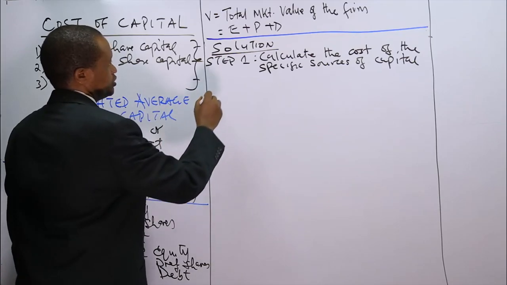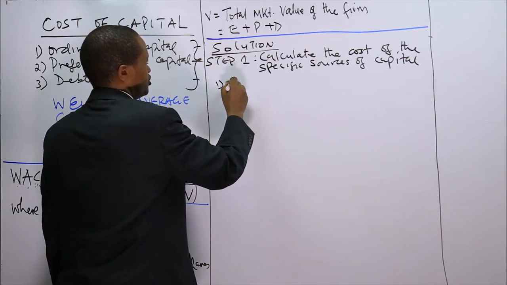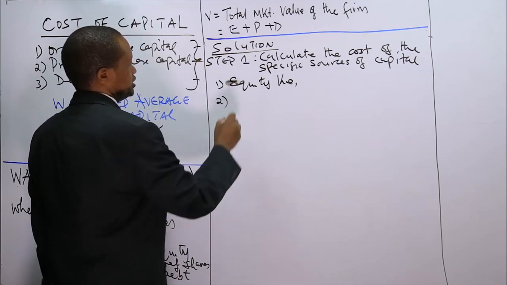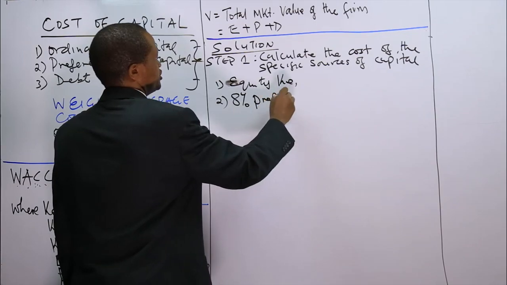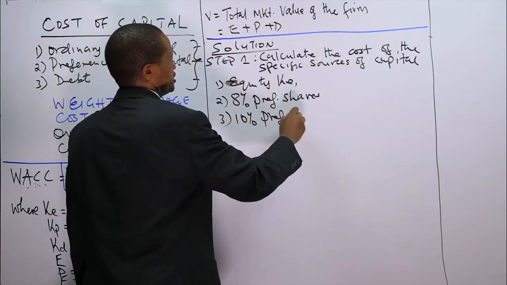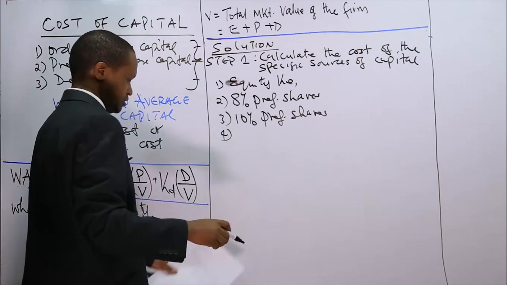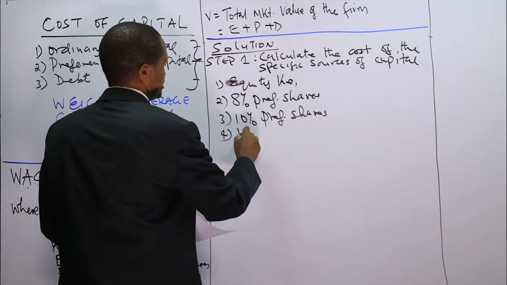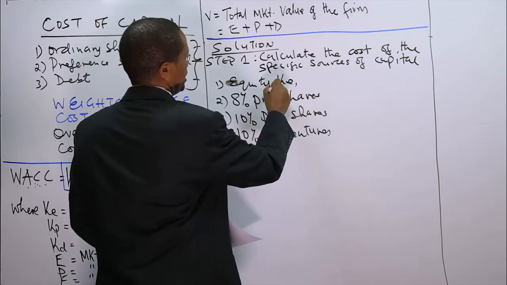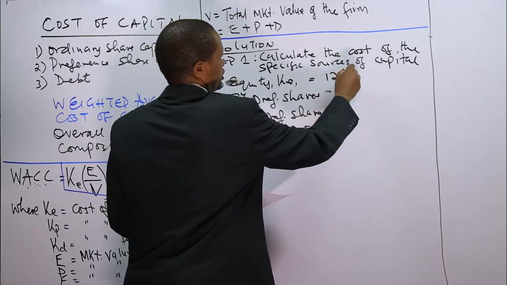Remember, in this question, we have one source being the ordinary share capital, or let's just call it equity, KE. The second source is the 8% preference shares. The third one was the 10% preference shares. And lastly, the 10% debentures. In our illustration, KE we had determined to be 12.67%.